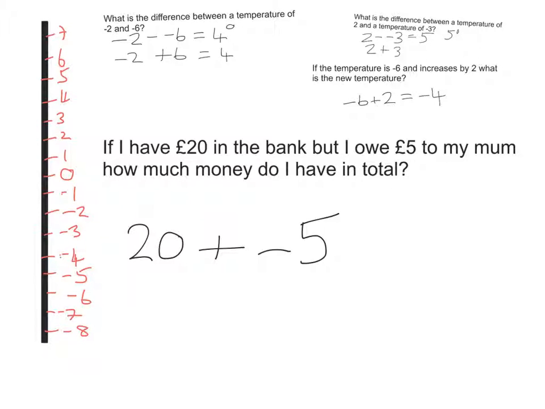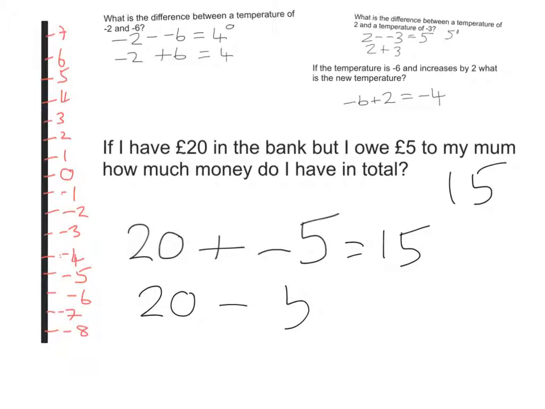But total, remember, means that I'm adding. That's what total means. So logically, if I have £20 in the bank and I owe my mum £5, I have £15 left in total. But you can see that if we look at that mathematically, what we're saying here is that 20 plus -5 is 15. And again, you know obviously that that would be the same thing. To get from 20 to 15 is taking away 5. So that shows us here that plus a negative is the same as taking away.